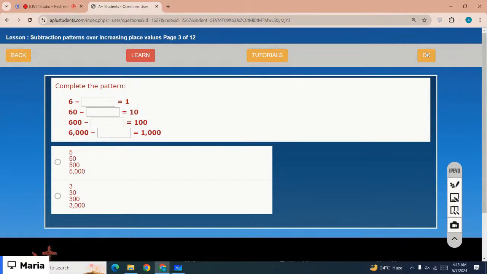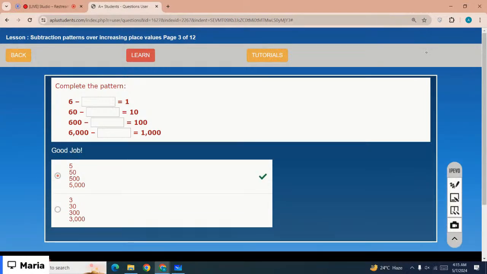Six take away what number equals one? Six minus five is one, right? Then 60 minus 50 is 10. Then 600 minus 500 is 100. And 6,000 minus 5,000 is 1,000, isn't it? The correct option is option number 1. Got it? If you have any questions, you can please ask.